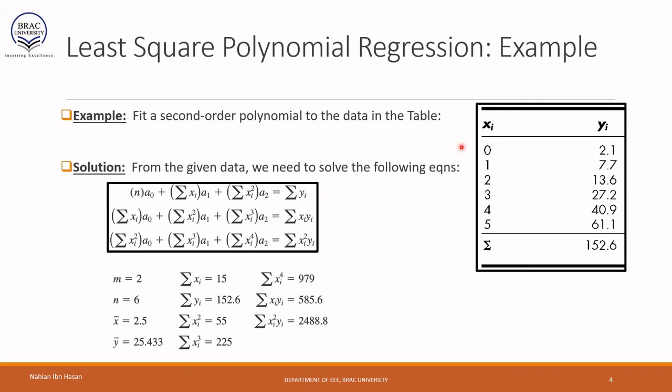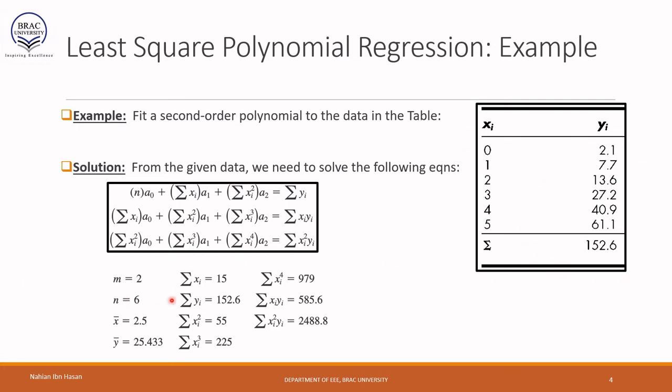So let's look at an example that will make you clear about polynomial regression. We are given some data points, xi from 0 to 5, and the corresponding yi values. We need to fit a second order polynomial to these data points. So we need to solve these three equations to get the values of a0, a1, and a2. To get these, we need to determine the coefficient terms, that means n, summation of xi, summation of xi cubed, and all of these terms. We can determine these terms from this table.